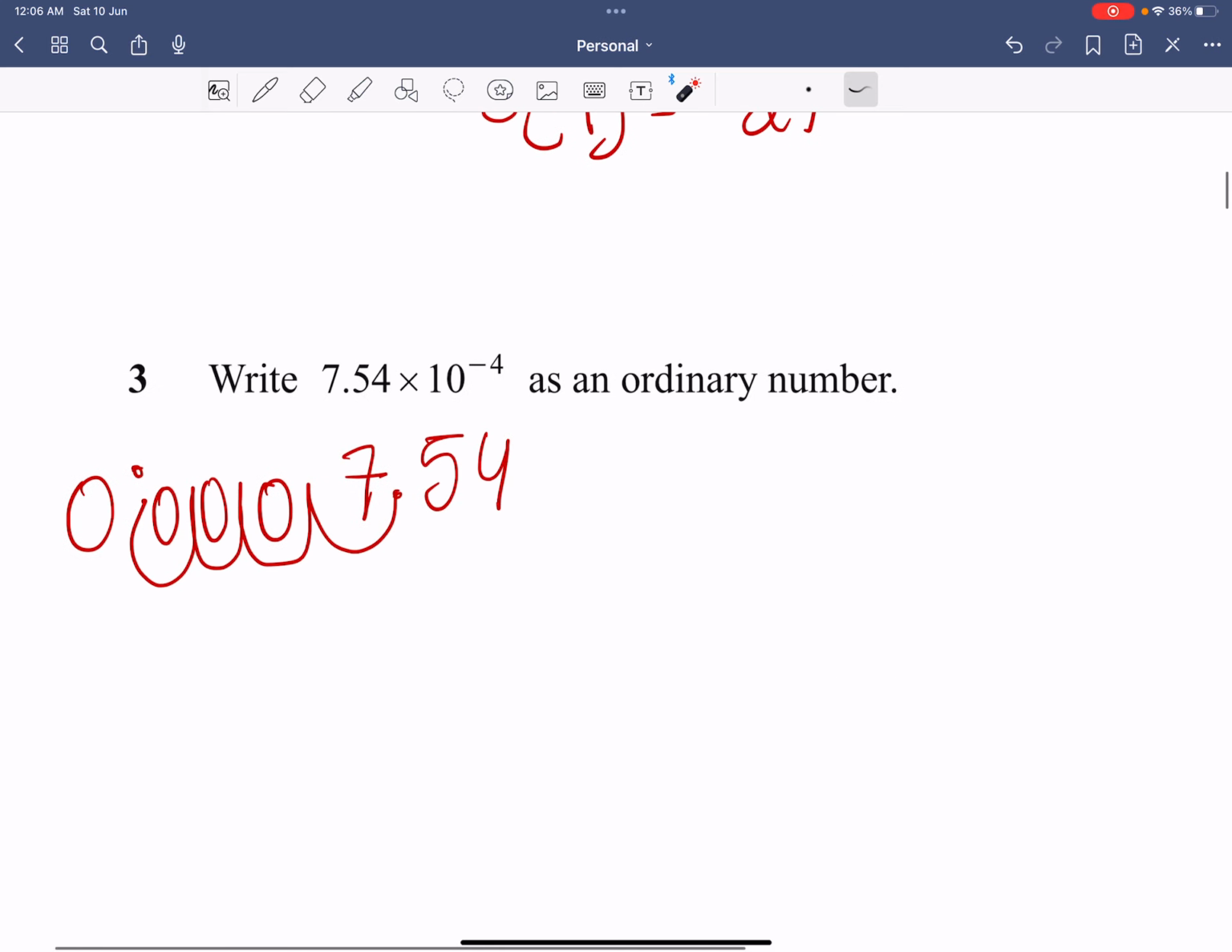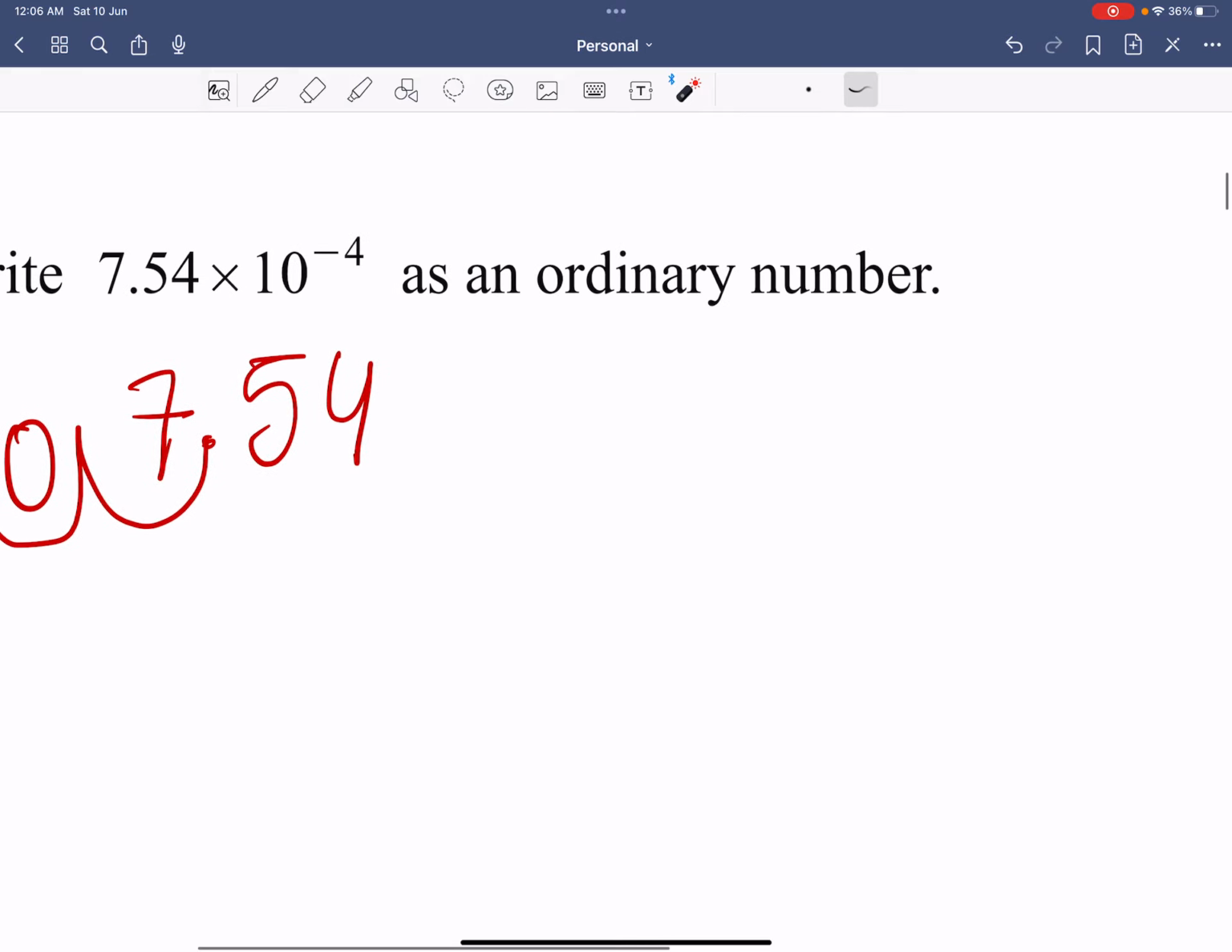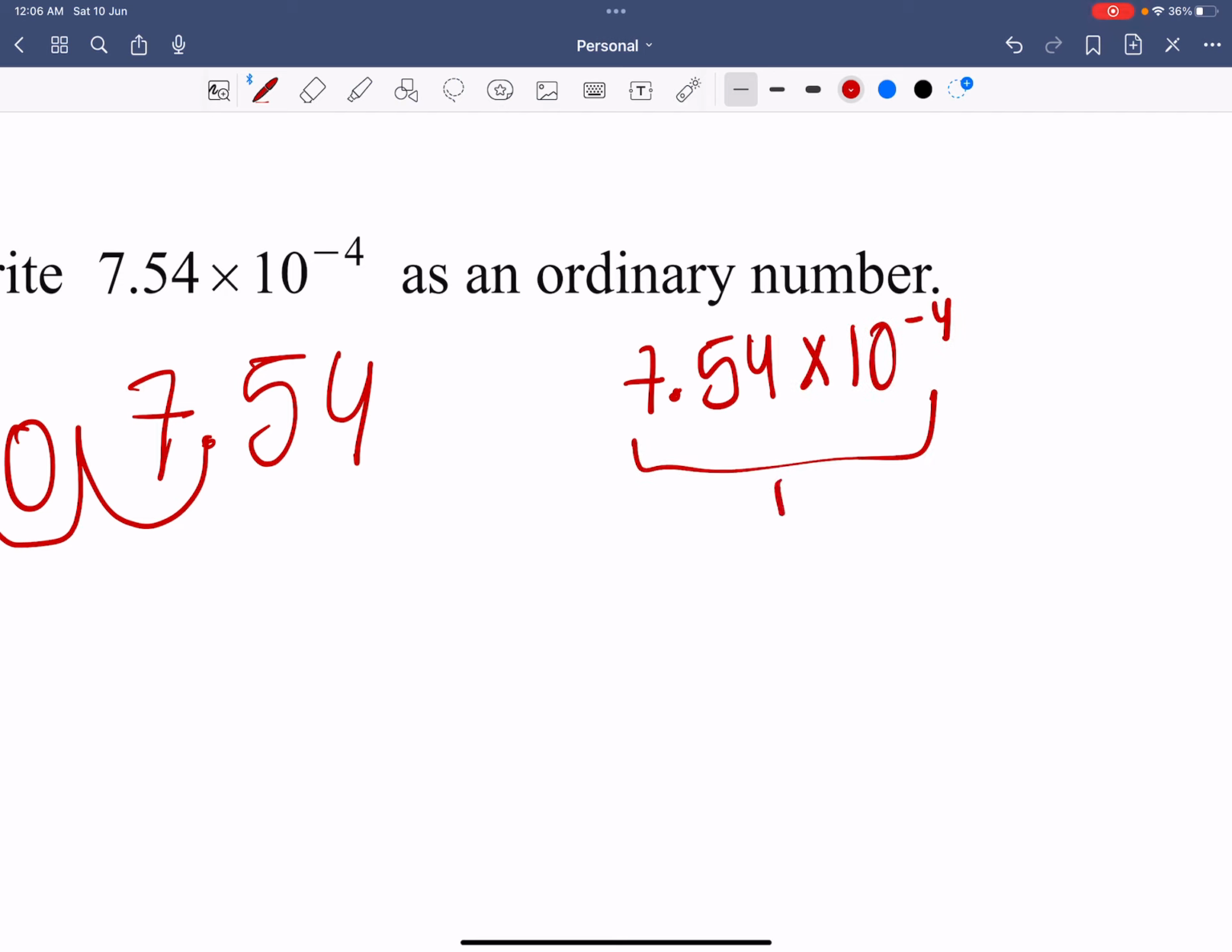Now the next question, write 7.54 times 10 to the power minus 4 as an ordinary number. So first of all, let's understand what's an ordinary number. So what we see over here, which is 7.54 times 10 to the exponent minus 4, is called the standard form. This is the standard form, which is used to represent very large or very small numbers. So now it's telling us to convert it to ordinary form, meaning the original form, maybe the smaller version or the larger number.